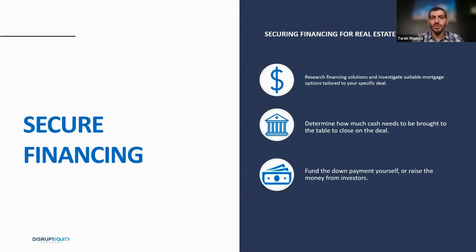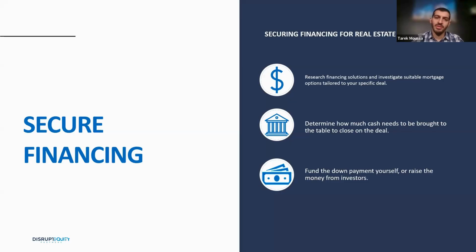The next step is to go ahead and actually secure financing. Most people are not buying these cash, or if they are buying it cash, usually they're getting that cash from someone else. So go out there once you find a deal and research financing solutions that are suitable for the deal that you're looking for, and then find out what kind of mortgage options are available for that opportunity. And once you identify what the financing options are, you can calculate how much cash you're going to need to bring to the closing table in order to actually close on the deal and finalize everything.